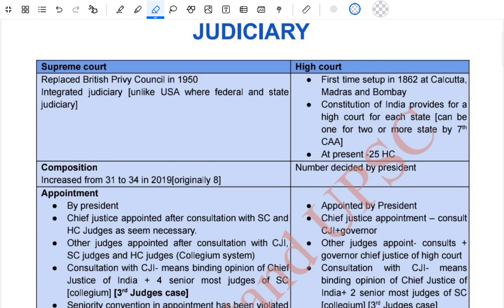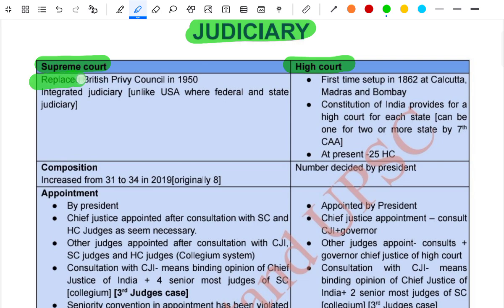Today we are going to start Judiciary. Let us see. Judiciary: Supreme Court, High Court. The Supreme Court replaced the British Privy Council in 1950. India has an integrated judiciary, unlike the USA where there are federal and state judiciaries.